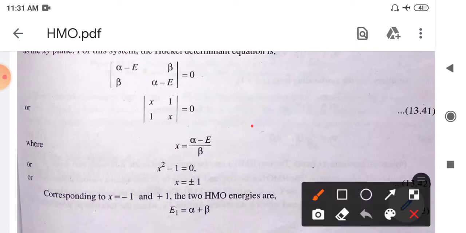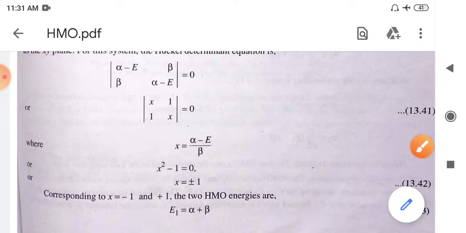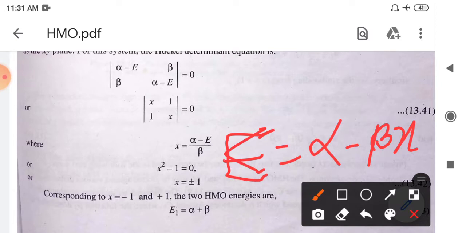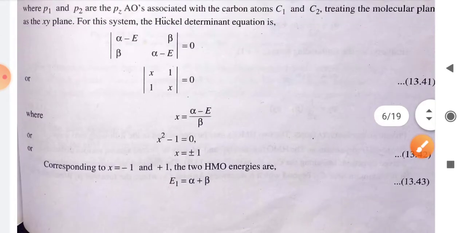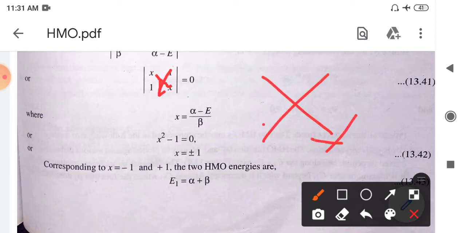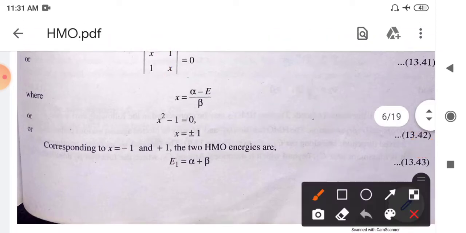Similarly, here we can obtain the energy equation. What is the value of E? The energy equation is E equals alpha minus beta x. So this is the expression for the energy of a given orbital, and the energy of a given orbital depends upon the value of x. So how will you solve this 2 by 2 determinant? In order to solve it, we just need to cross multiply these terms, and we get x square minus 1 equals 0.